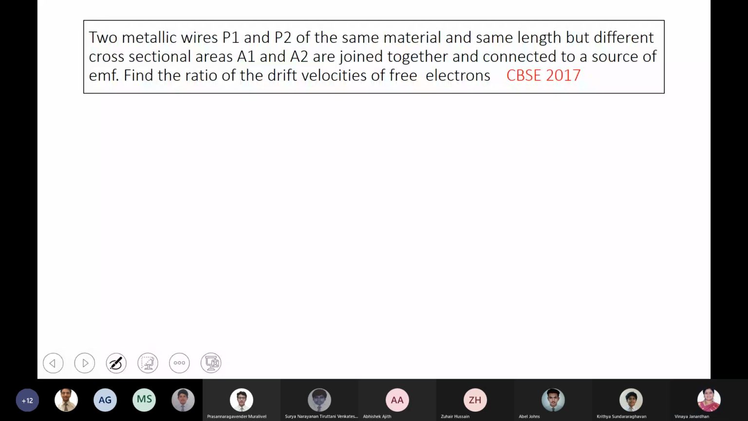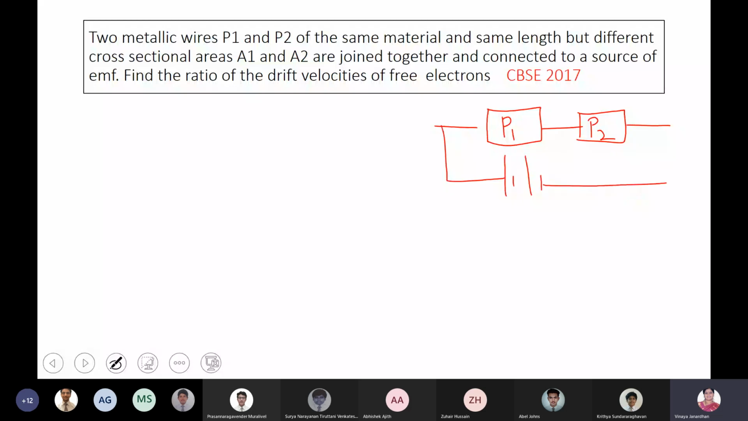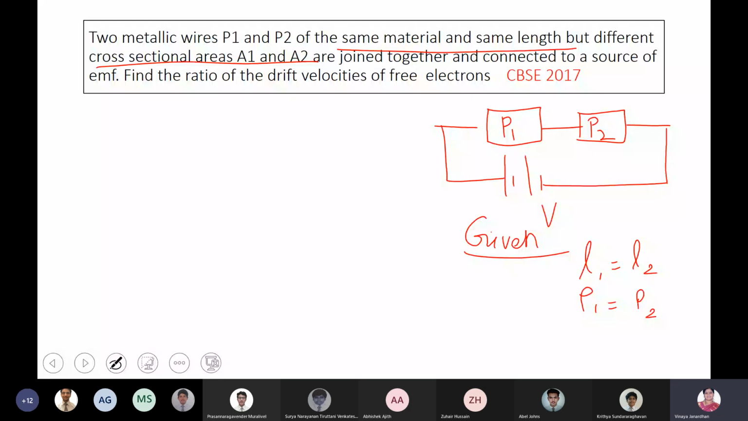Now listen, boys. Now you have two wires, P1 and P2, right? They are joined in series and connected to a power supply of V volt, right? Same material, same length, but different cross-sectional area. What is given then? Given L1 will be equal to L2. Rho 1, same material means what? Rho 1 is equal to rho 2, but cross-section, different cross-sectional area. Areas are different.